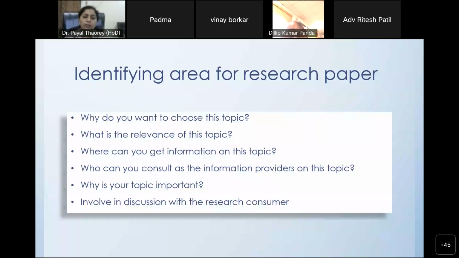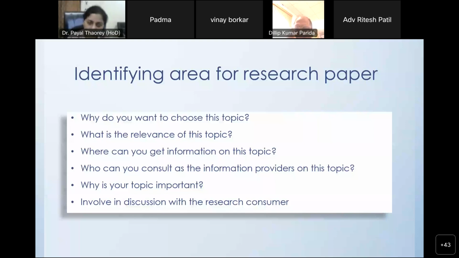But if some topic is very important, and you have very strong insights about it, that this is going to be of very, very contemporary relevance, then certainly you should choose that topic. Okay, so you have to convince yourself, and then eventually you need to convince your guide, you need to convince your audience that this is a topic which is very important, and then involve in discussion with research consumers.